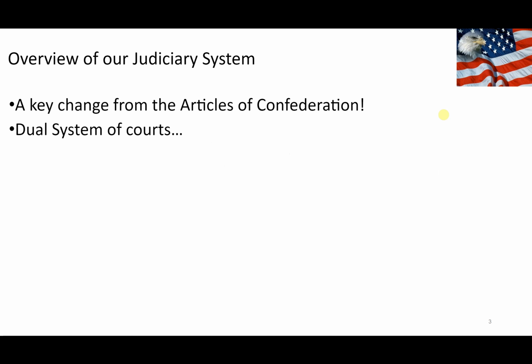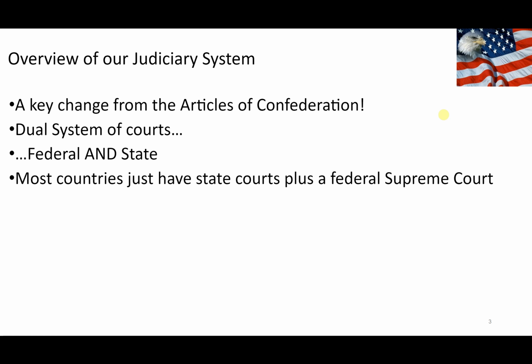So, the addition of a national federal judiciary system was a key change from the Articles of Confederation. With the Constitution, you have a dual system of courts at the federal and state level. Most countries, however, just have state courts plus a federal Supreme Court. The fact that we have so many courts isn't much of a surprise, considering that we have a very adversarial culture and thus have one of the highest lawyer per capita counts in the world.